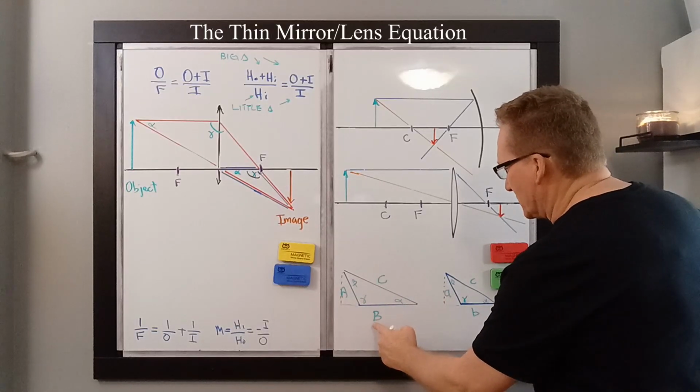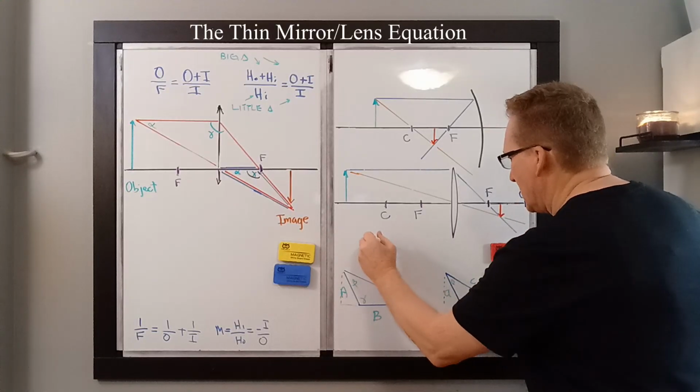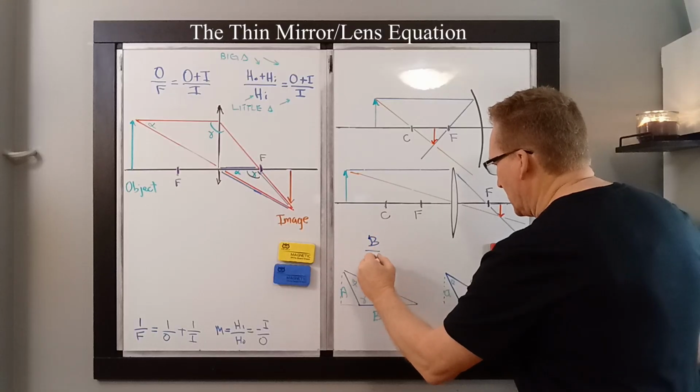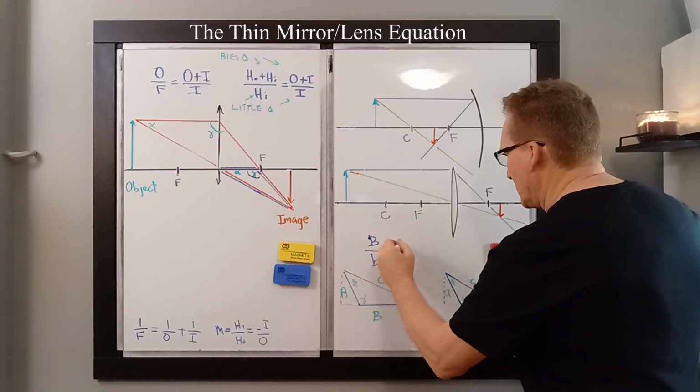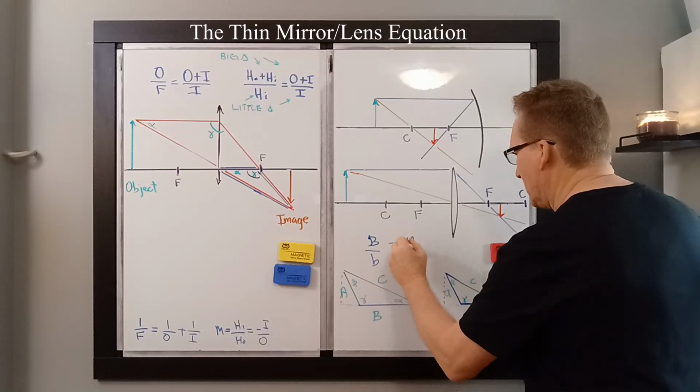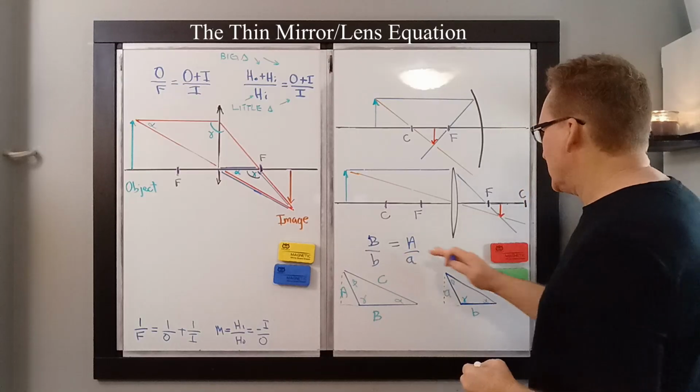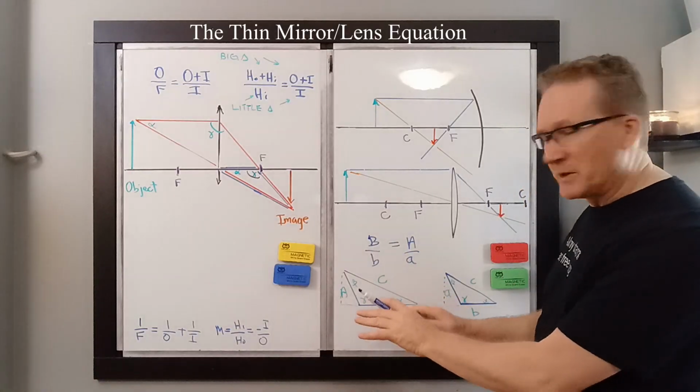So for example, if I took the ratio of the side B over B, so big B over little b, this one over this one, that's also the same as big A over little a. The ratio of the sides plus the ratio of any relationships.